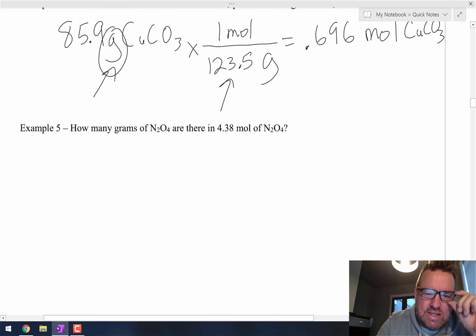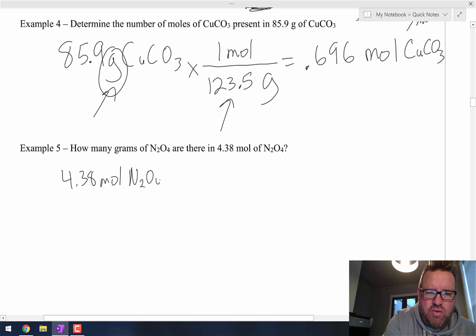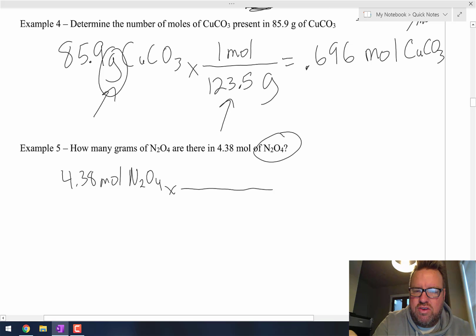Okay, and then our last example, example number 5 here. How many grams of dinitrogen tetroxide are there in 4.38 moles of it? So again, we're starting with 4.38 moles of N2O4. Before I continue, I'm going to make my little conversion area, but first I've got to figure out the molar mass of N2O4.